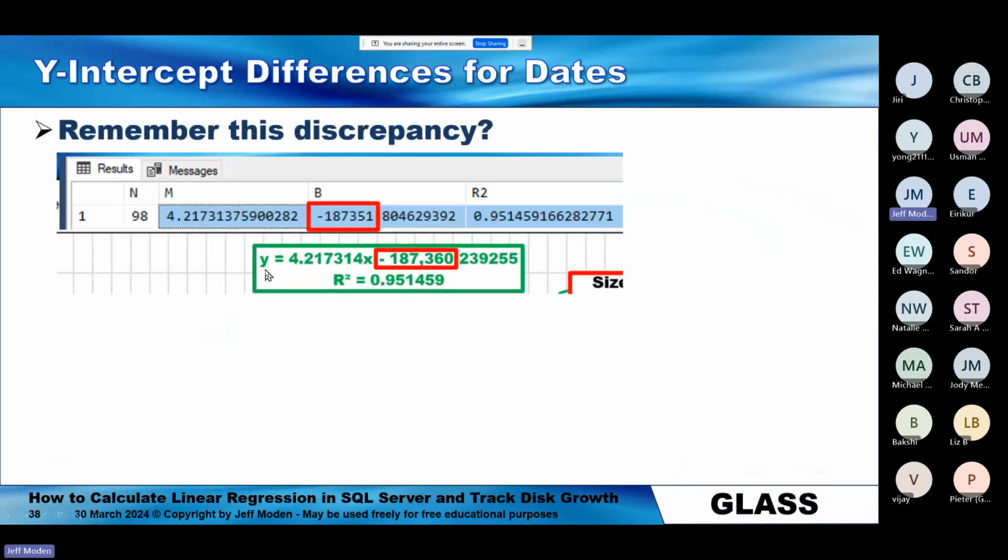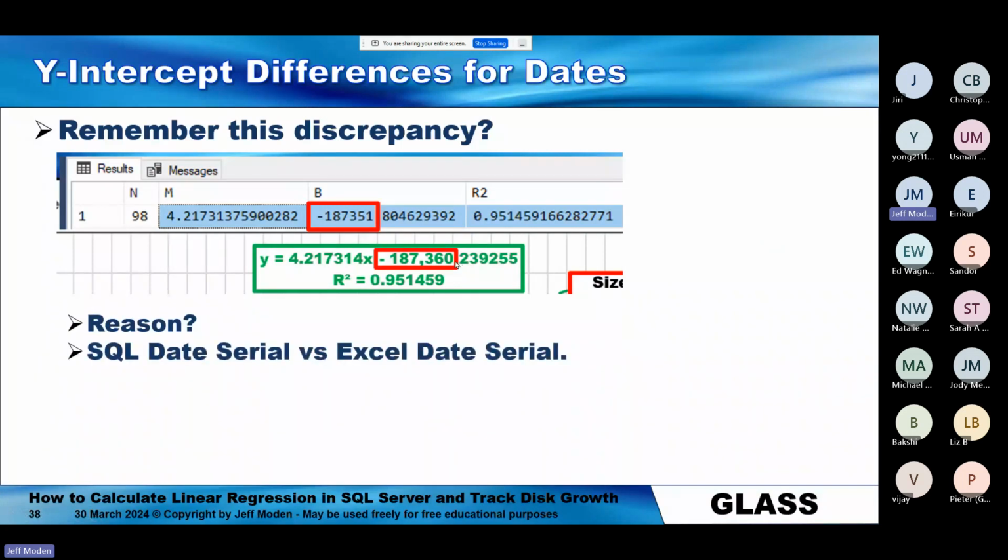Remember this discrepancy where we had the 351 versus the 360, and I said that's explainable. The reason is that the date serial number for SQL Server has a different start date than the Excel date serial number. That base date is sometimes called the epoch date. It's the date where the underlying date serial number is equal to 0.